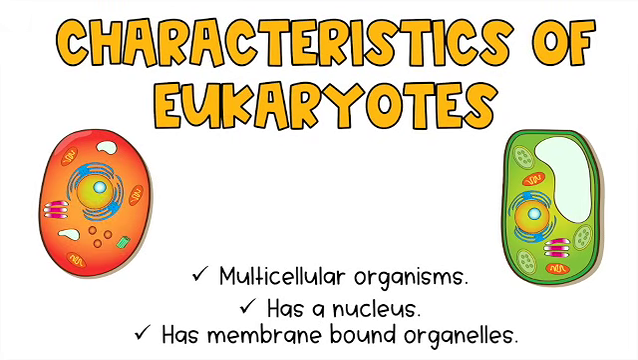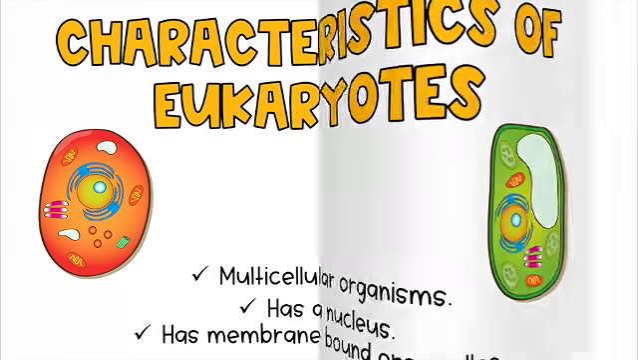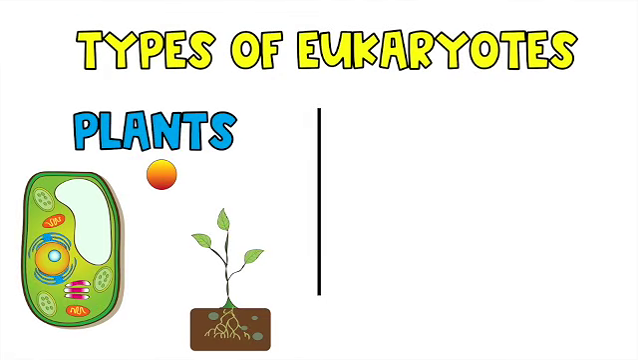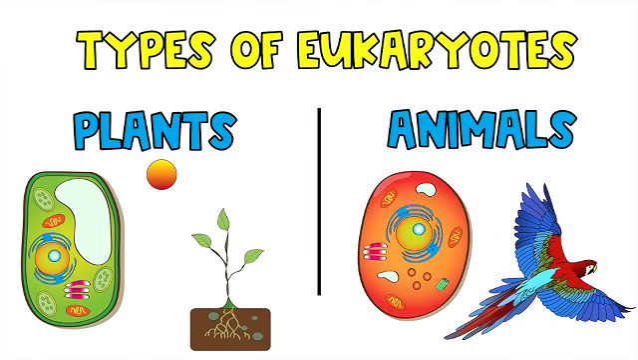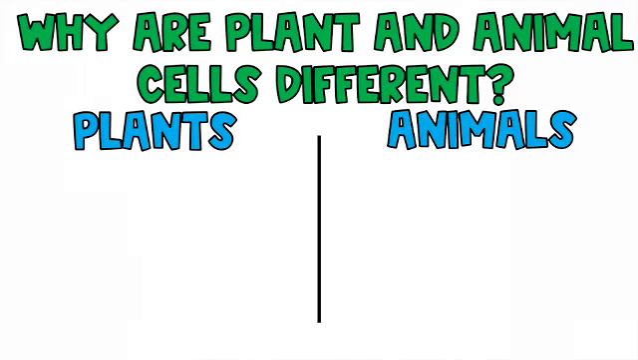Here's a recap of the characteristics that they both share in common. Both plant and animal cells are multicellular, have a nucleus, and have membrane-bound organelles. We've got plants and we've got animals that are our two types of eukaryotic organisms. So you are eukaryotic, and that's always a good way to help you remember when you're trying to differentiate between eukaryotes and prokaryotes. But why are these two types of cells different, plant and animal cells?